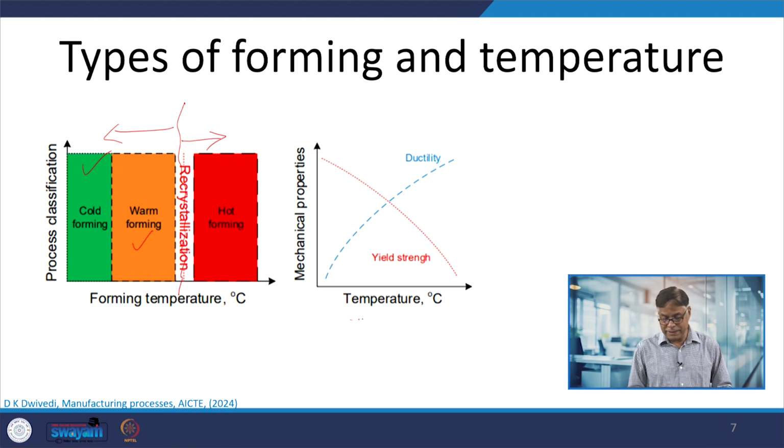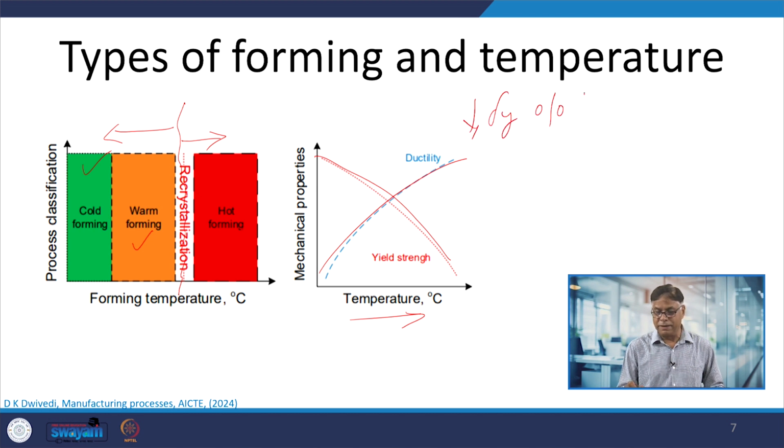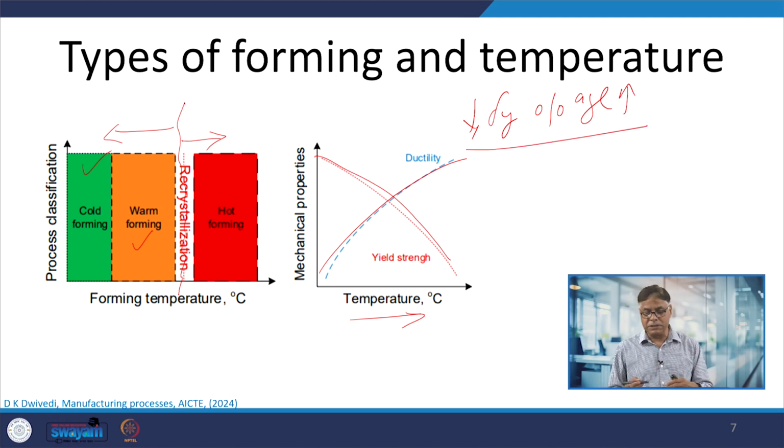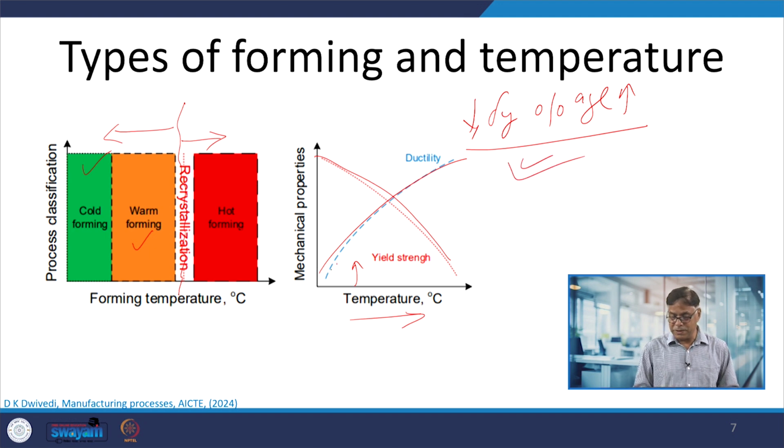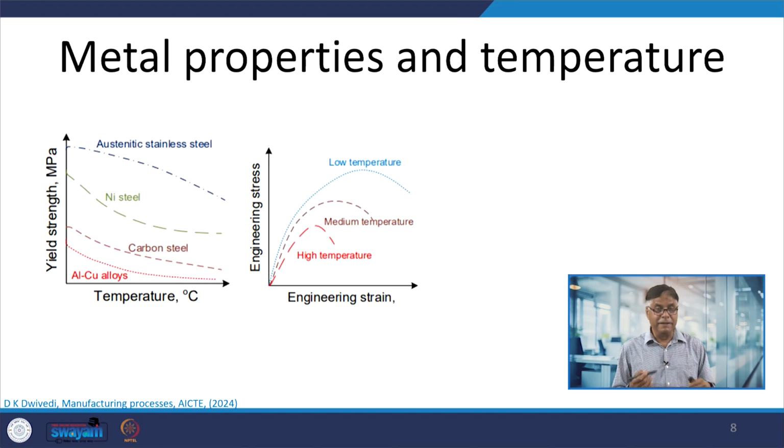We know that increasing the temperature reduces the yield strength and increases the ductility. So, for forming, the favorable condition is lower yield strength and higher ductility, that is, greater percentage elongation. If a metal shows these two combinations, then the forming will be easier, but most of the time metals do not show this kind of behavior, and in that case heating facilitates realizing these properties. So, heating reduces the yield strength and increases the ductility, and that is why hot forming makes the forming approach a little easier.